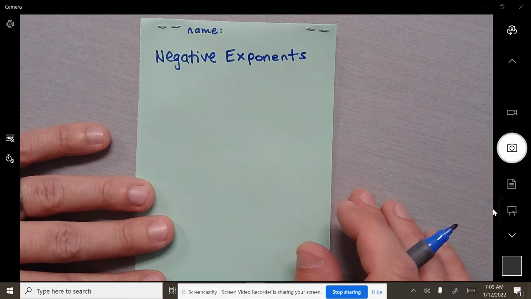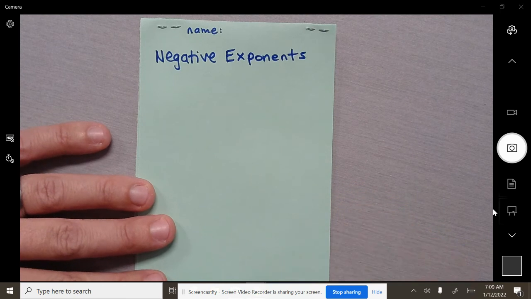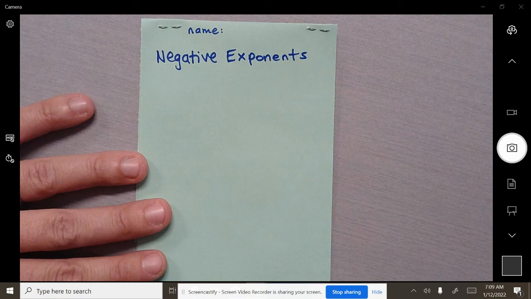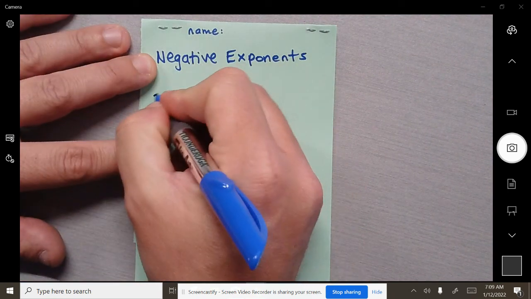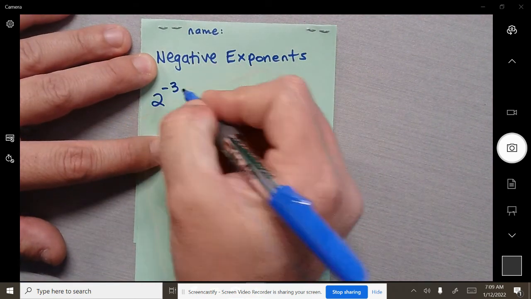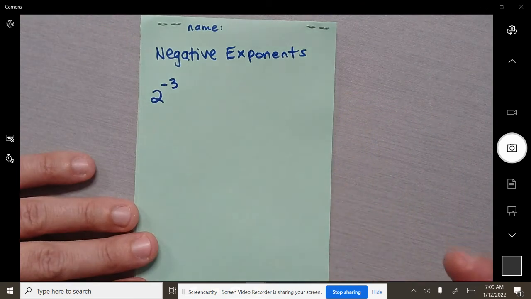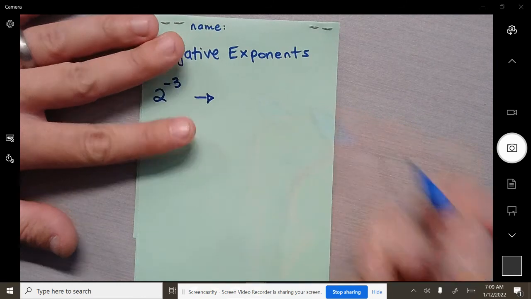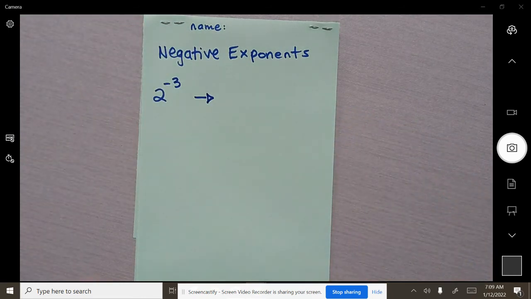And negative exponents. All right, so today we're going to start slow. We're not going to go too crazy in it, but I want to make sure you know what's going on. So if I had 2 to the negative 3, all right, I want you to flip this. It's all about flipping. So I'm going to put a note underneath here.